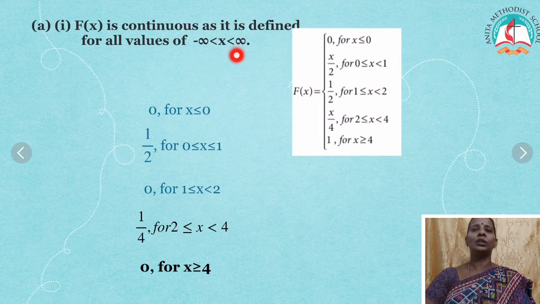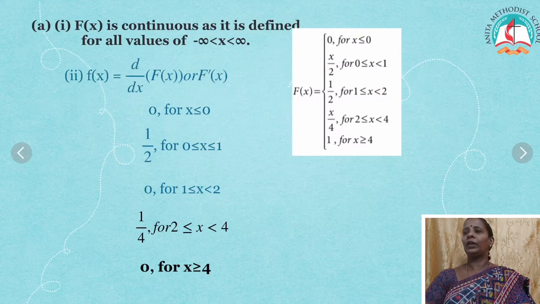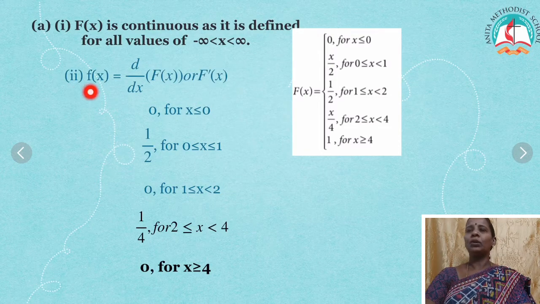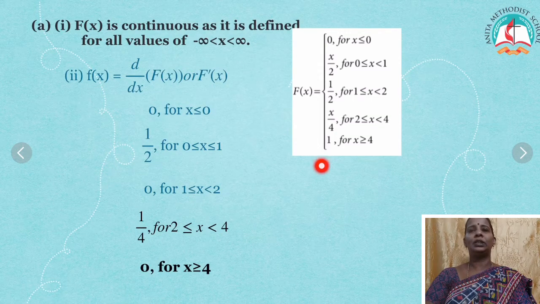Okay, so therefore it is continuous. Even if you plot the point also, the graph will come continuously. There will not be any breaking. Suppose I want to find small f of x, what is the formula you will apply? If you want small f of x, you have to differentiate.